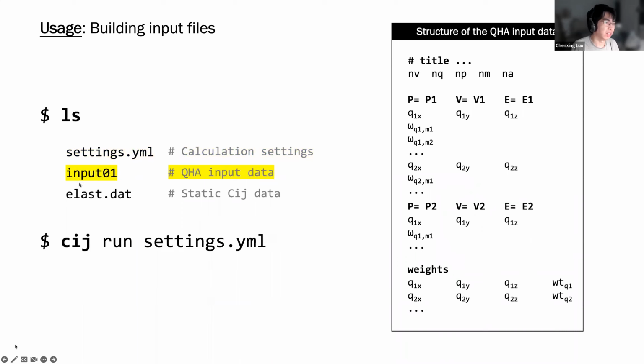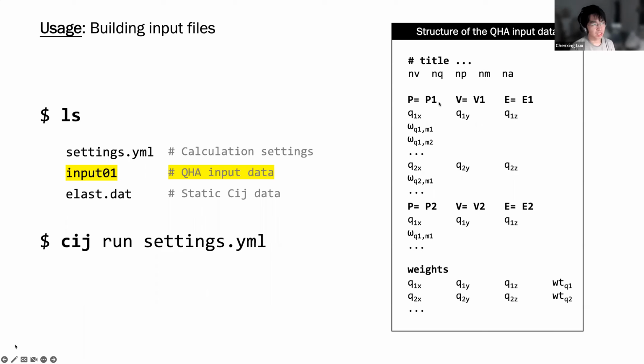The next file is the QHA input data. These are very similar to what you will need to perform a quasi-harmonic approximation. In the file, first you specify the number of volumes, number of moles, number of Q points, and number of modes at each Q point, the number of molecules and number of atoms.